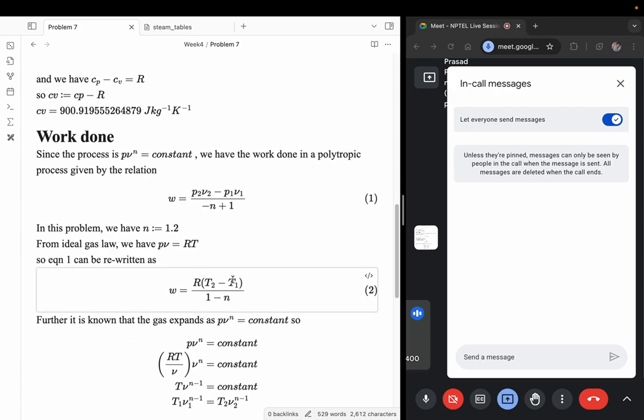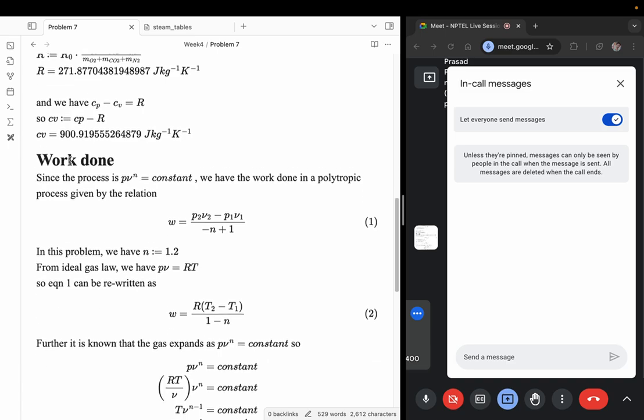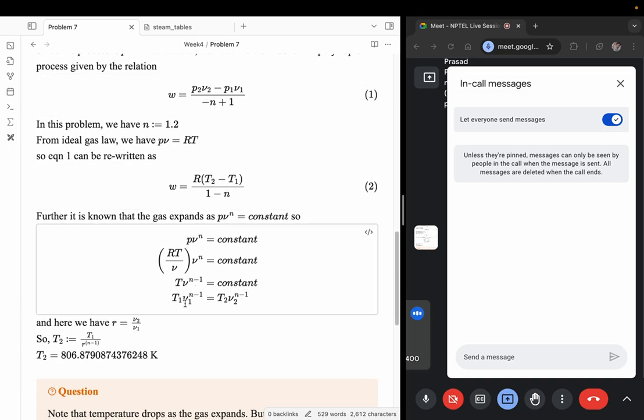Now I need to determine T2. What is T1? Initially it is at a temperature of 950 Celsius, but I don't know the final temperature. So this is where I need to use the process equation. I know the process is PV to the power n equal to constant. If I use the ideal gas law in this, I get TV to the power n minus 1 equal to constant. So T1 V1 to the power n minus 1 is T2 V2 to the power n minus 1. And I know r is the expansion ratio, that is V2 by V1, and that is given as 8. So if I substitute here, my final temperature is T1 by r to the power n minus 1. That gives me around 806 Kelvin.